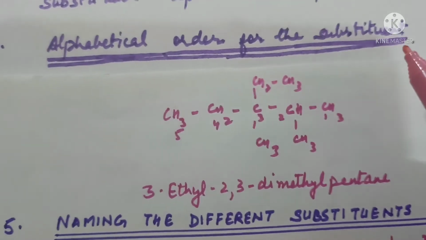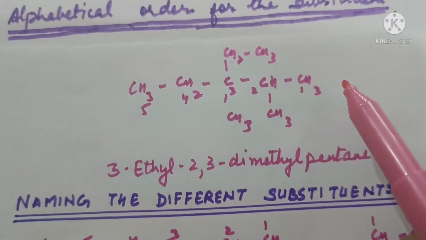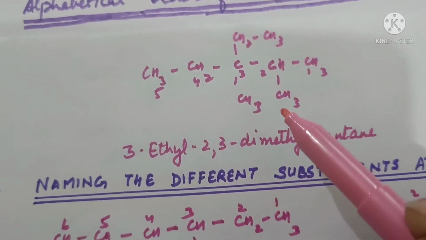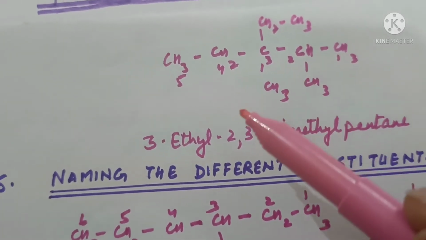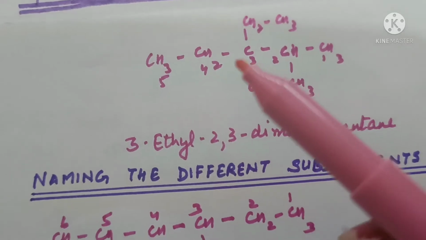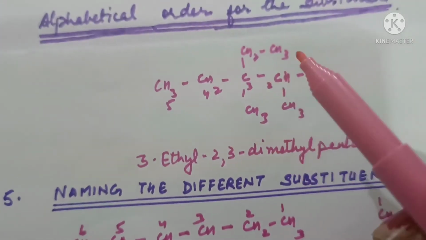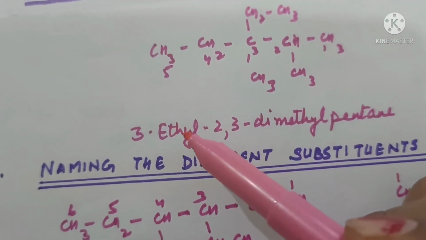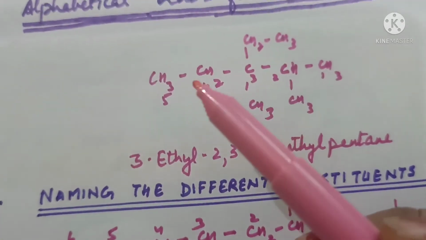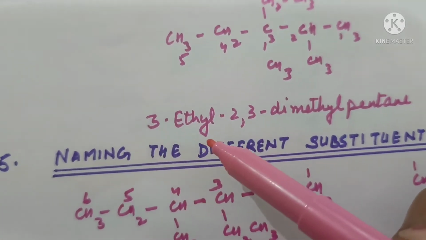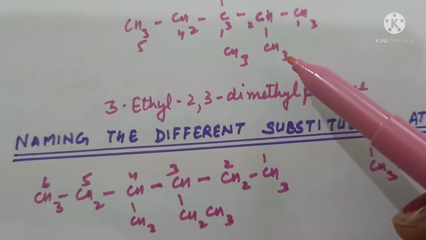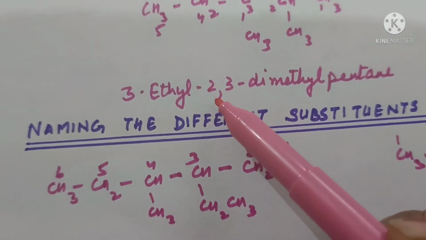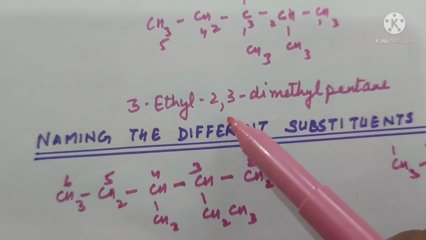Alphabetical order for the substituents. After selecting the chain, after numbering of the chain, then while naming the substituents, that substituent will be named first which is placed first in the alphabetical order. For example, out of ethyl and methyl, E comes first, so ethyl is named first. So the name of this compound will be 3-ethyl, and then because identical substituents are placed at position 2 and 3, we put the numbers separated by comma, 2, 3.